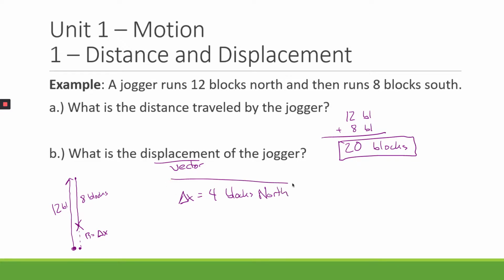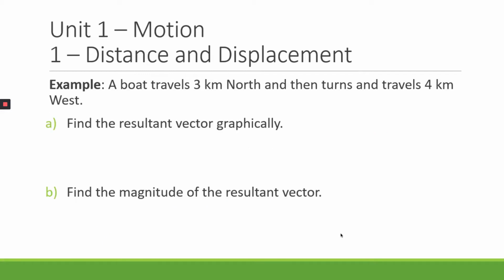So that is our final answer. Anytime you want to second guess this stuff, if you are asked for a scalar, make sure you have a scalar. And if you're asked for a displacement, that's a vector, make sure you have magnitude, 4 blocks, and direction, north. Beautiful. Now let's try one not in 1 dimension, in 2 dimensions.